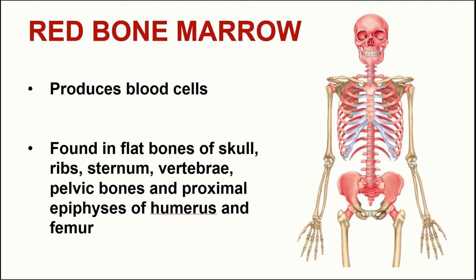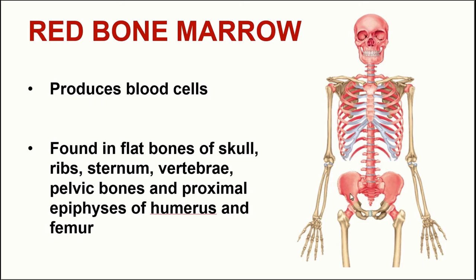Red bone marrow does not have a uniform distribution across the body. Instead, it's only found in certain locations, and it's found in quite a few locations as well. So its distribution is not extremely limited in the body. We primarily find it in the spongy bone of the flat bones of the skull, the spongy bone that makes up the interior of the ribs and the sternum, the vertebrae as well. Pelvic bones also contain spongy bone in their center, and we see red bone marrow in there as well.